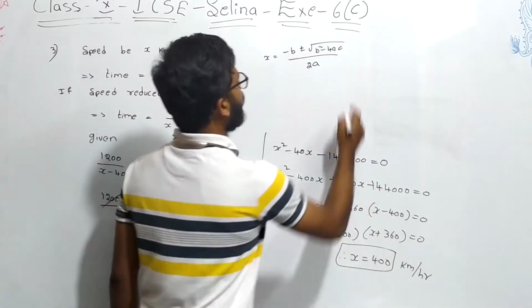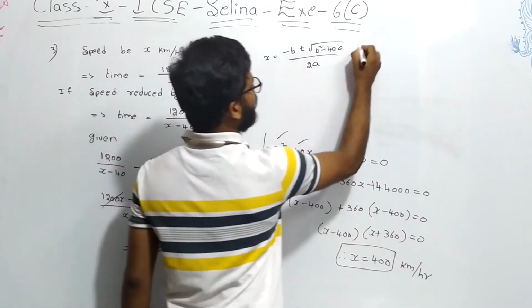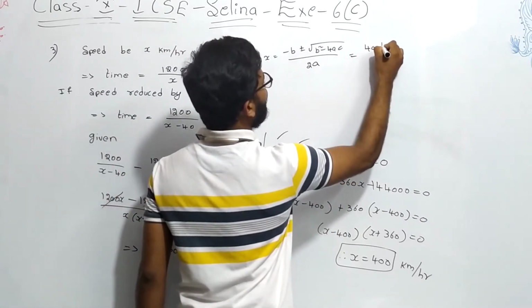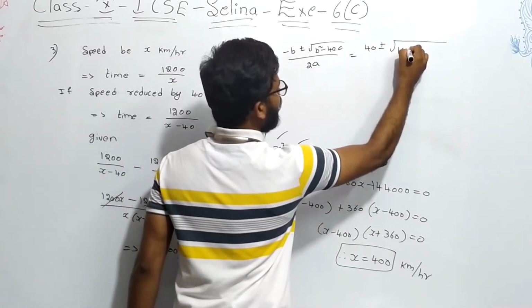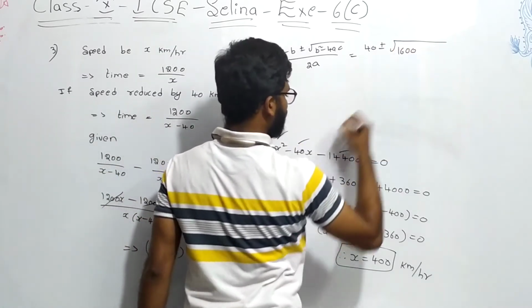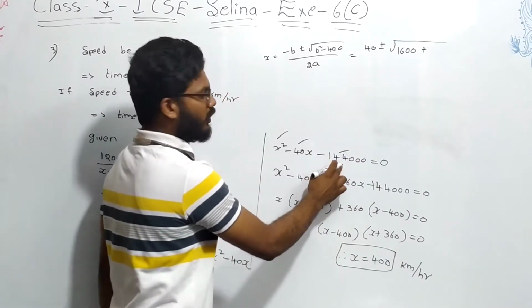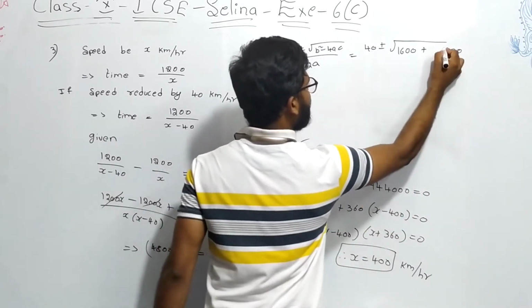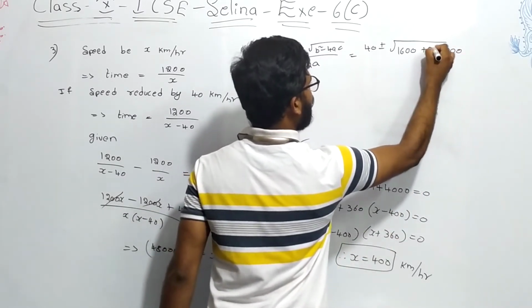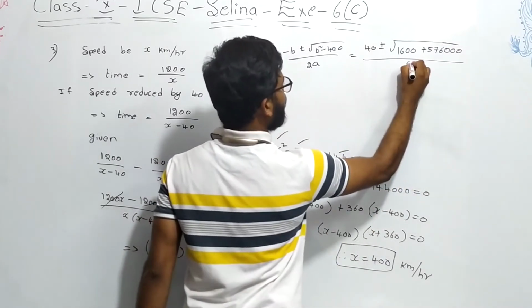See here, what are a, b, c here? 1, minus 40 and this one. So minus b means 40 plus or minus root of b square, 40 square. It is 1600, minus into minus is plus, 144 into 4. So 3 zeros. 4 4s are 16, 4 4s are 16, 4 plus 1 is 5, 4 7 is 28, so 576 and 000, by 2a. So it is equal to 2.